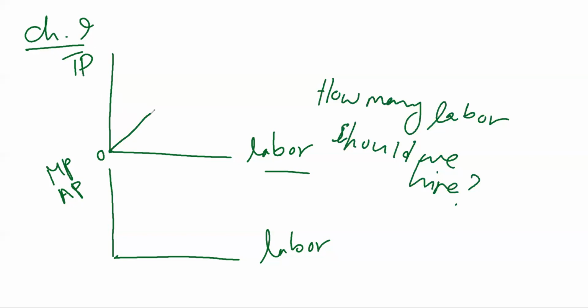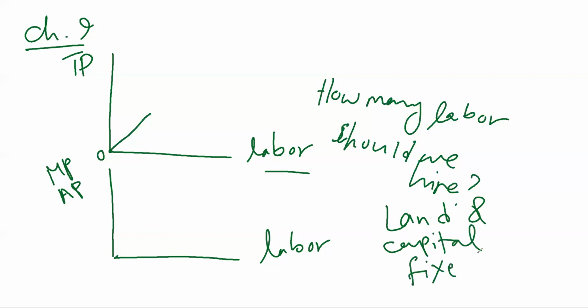At some point, since I am hiring more workers, but my land and capital, my other resources, are fixed, my number of burgers per hour will go up, but not as fast as before because I am putting all these workers in the same kitchen. I'm not changing my location. I'm not renting a bigger kitchen. I'm not buying more ovens, pots, and pans. So my workers are working with the same amount of capital I had before. So the number of burgers per hour is still going up, not as fast as before.